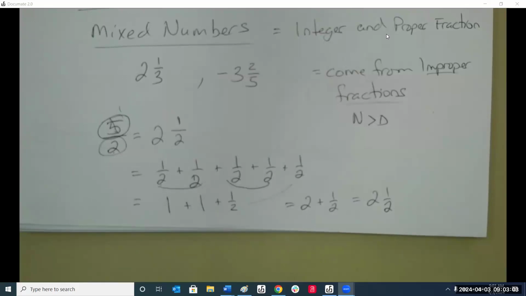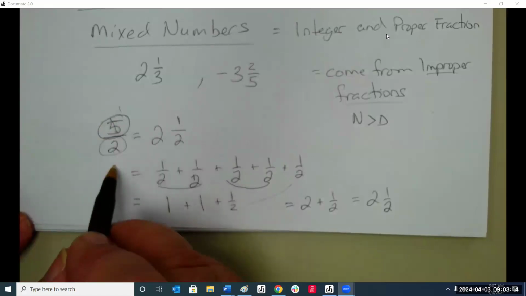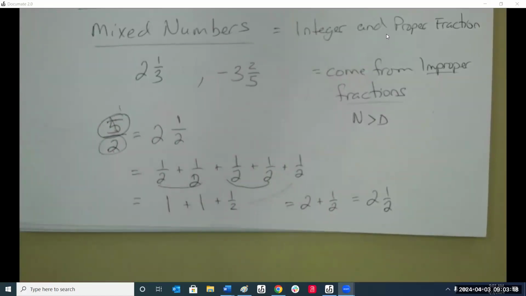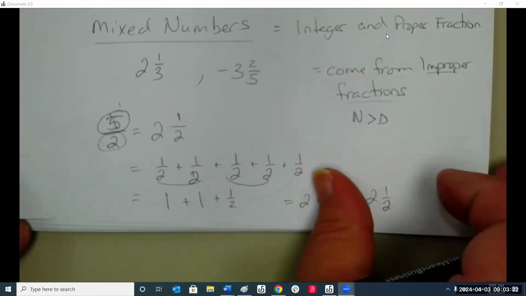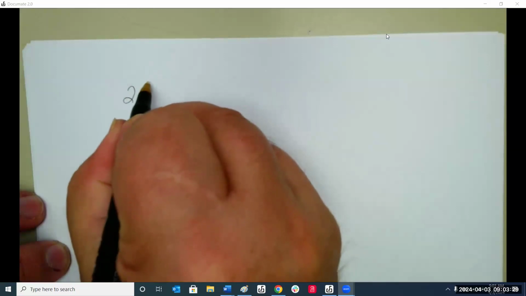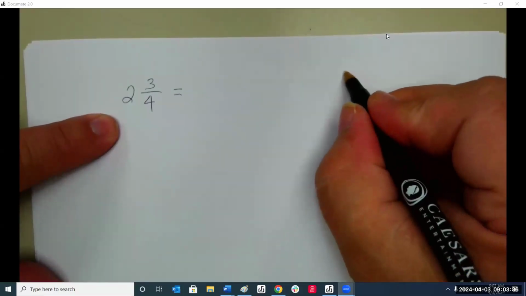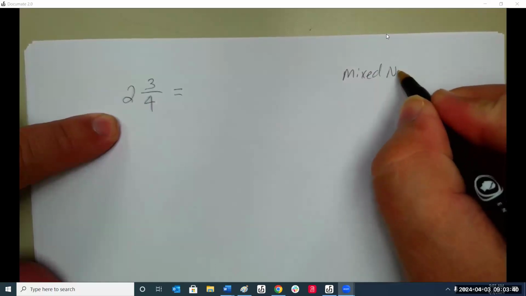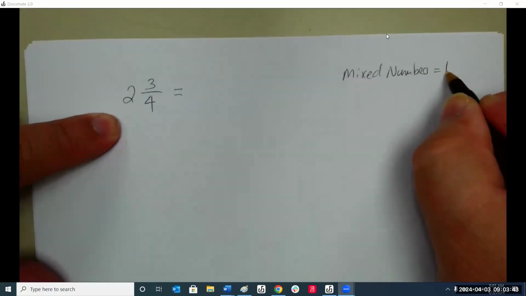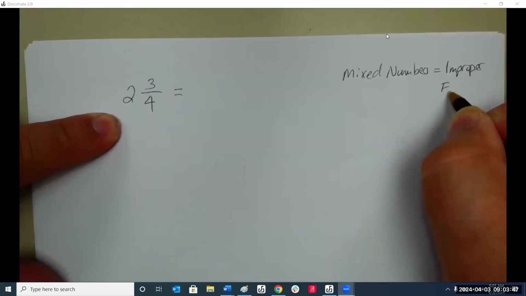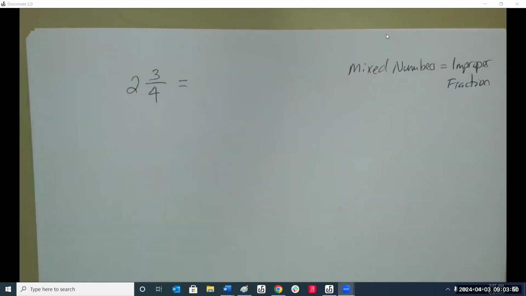And the more ways you're going to see the same thing, the better understanding the students have. They can test their knowledge of multiplication, division, and stuff like that. Okay, so that's how I can go from improper fraction to mixed number. How do I go backwards? How would I go from, let's say, 2 3/4? How would I convert that? This is a mixed number. There's mixed numbers and improper fractions that go together.